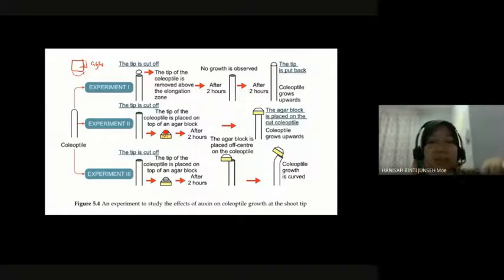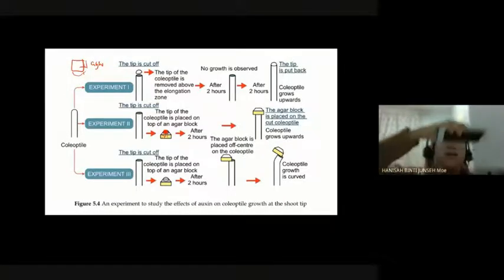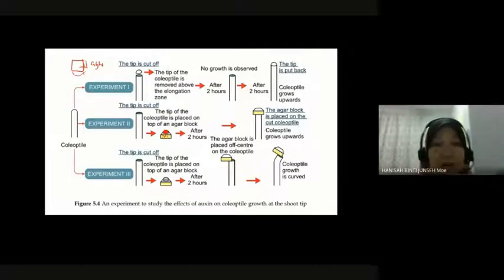Okay, this is agar and this is the tip of the coleoptile. They put the tip of the coleoptile on the top of the agar. And then the auxin in the tip of the coleoptile will diffuse into the agar. So after the tip of the coleoptile is removed, now the agar itself contains auxin.